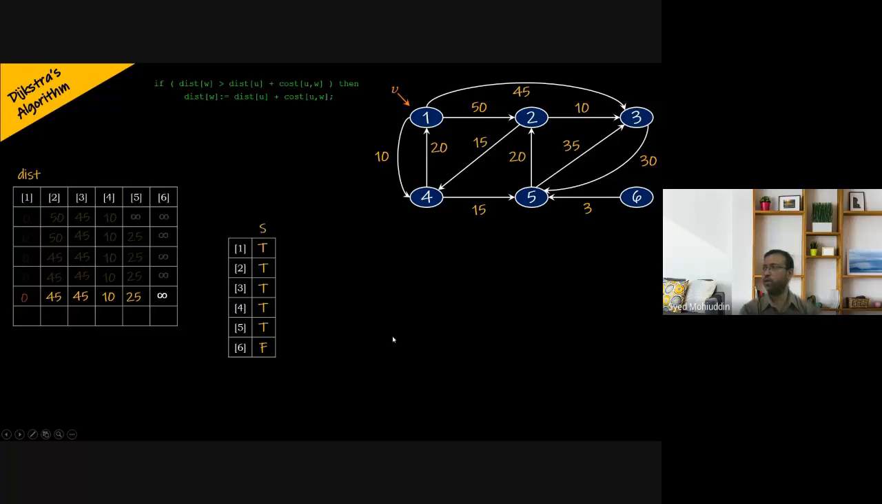So this is how we apply Dijkstra's algorithm to compute the single source shortest path.